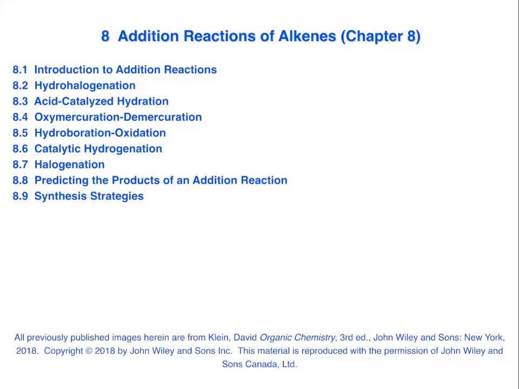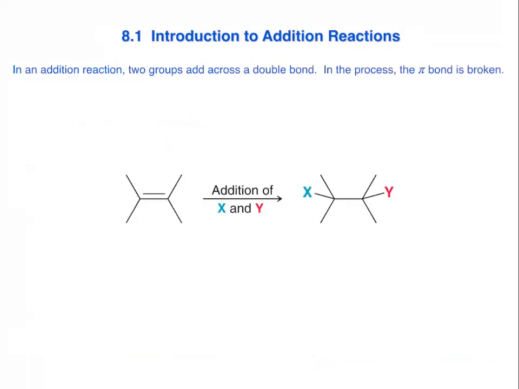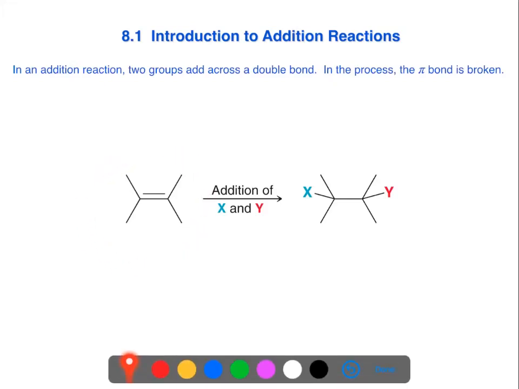In this video, we're going to introduce Section 8 on addition reactions of alkenes, specifically 8.1 on the introduction to addition reactions. In an addition reaction, two groups are added across a double bond. In this process, the pi bond of the alkene is lost or broken. As you can see in this generic example, we start with an alkene, and part of what we are adding will add to one of the carbons of that original double bond, and the other part will add to the other carbon of that double bond.